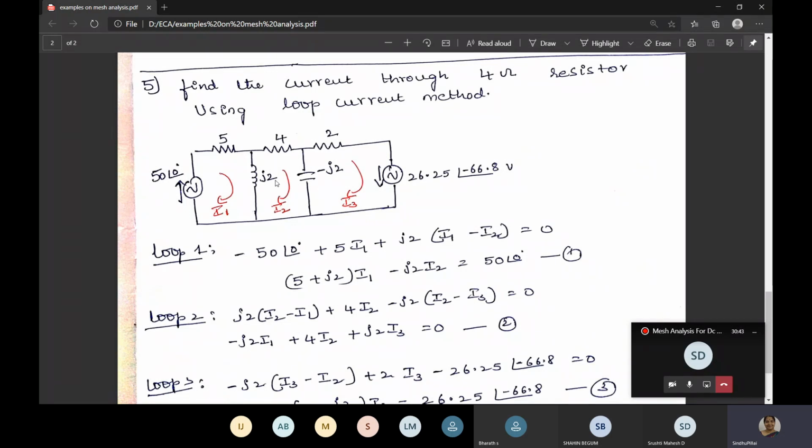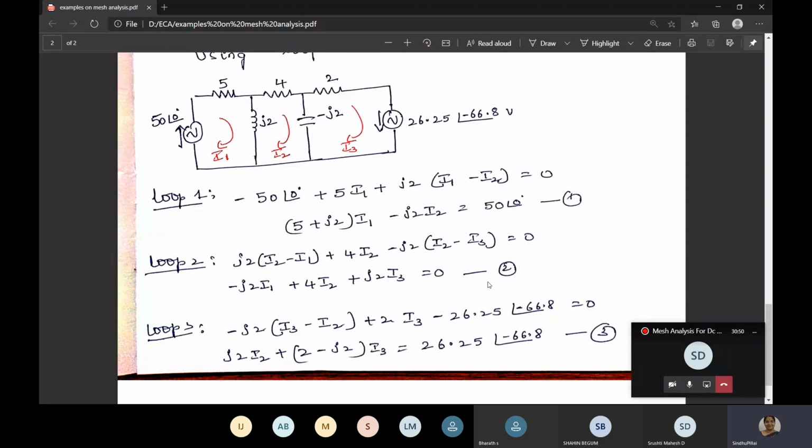Write the equation for loop 2, that will be your second equation. Next, write the equation for loop 3. All three equations I have written here. They have told you to find the current in loop 2. How to find the current in loop 2? I2 is equal to delta 2 divided by delta.